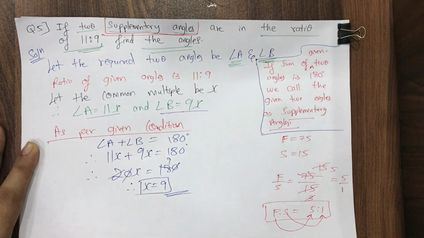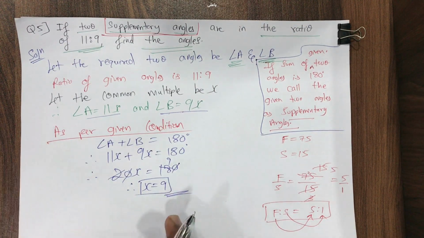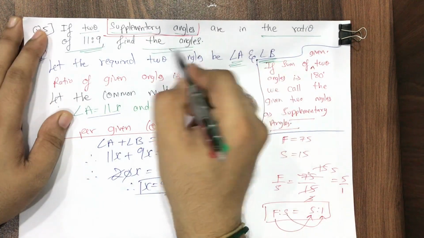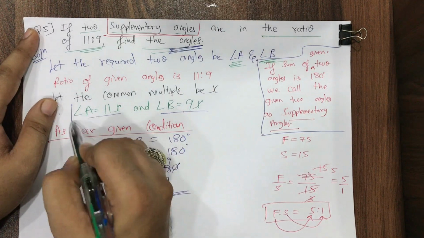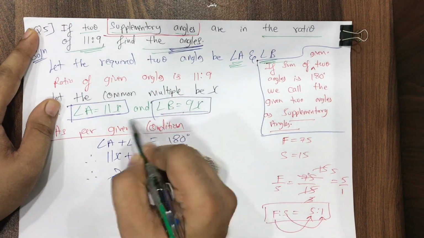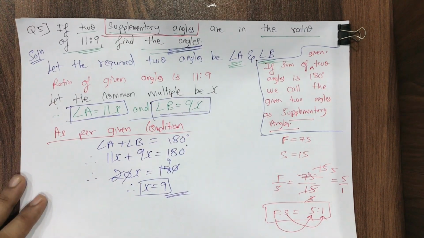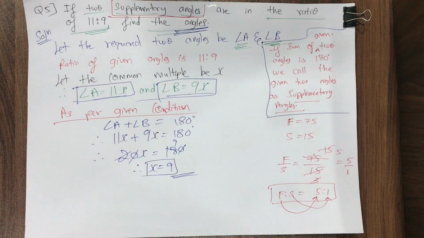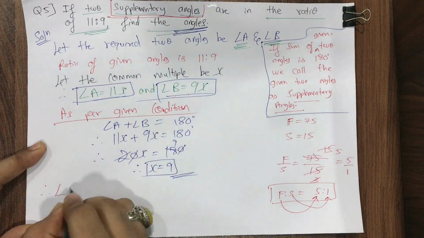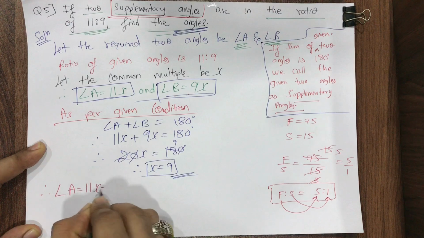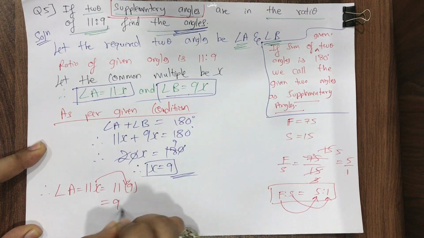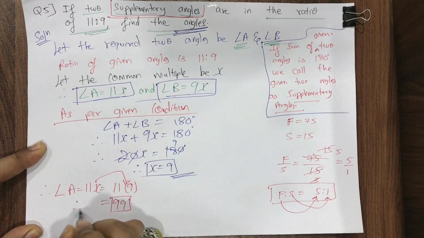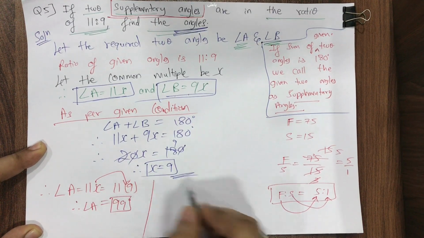Will this be my final answer? Of course not. If you stop here, your 2 marks will be deducted, because they have asked you to find the angles. What are the angles? Our angles are 11x and 9x. So it's compulsory that we find the individual values. Therefore angle A is equal to 11x. 11 as it is, at the place of x, I'll put 9, is equal to 99 degrees. Therefore angle A is equal to 99 degrees.